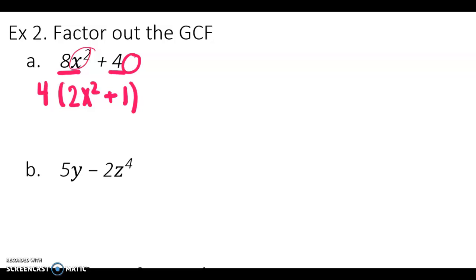Okay, next, let's think about the 5y squared and negative 2z to the 4th. So the 2 and the 5, I can't divide anything into them evenly, so you're done there with the numbers. And then the y, there's a y here, but there's not a y there. And then there's a z here, but there's not a z over here. So you can't divide anything out of this. So that would just be your answer.